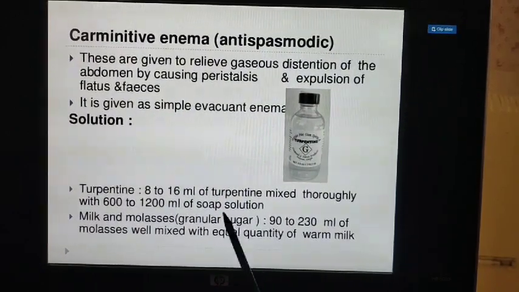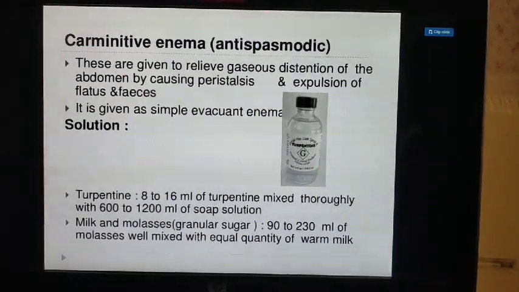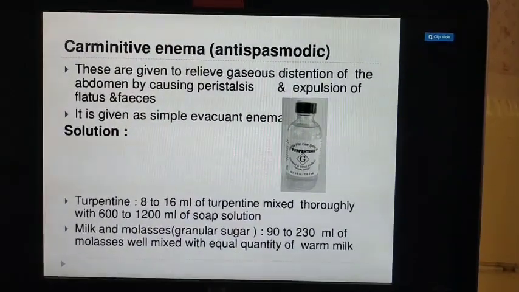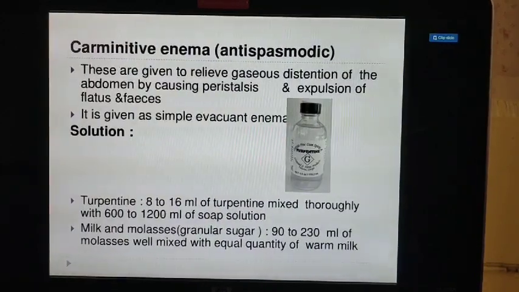Otherwise we have to give milk and molasses. This means granular sugar. Simple granular sugars we can give. 90 to 220 ml of molasses well mixed with an equal quantity of warm milk. Warm milk we have to introduce. This we call antispasmodic enema.